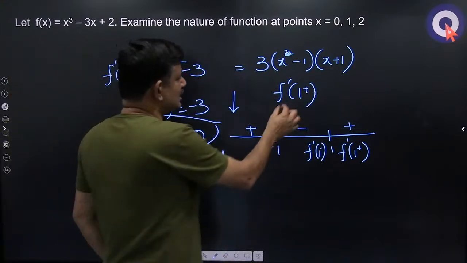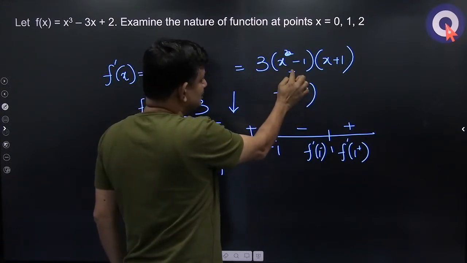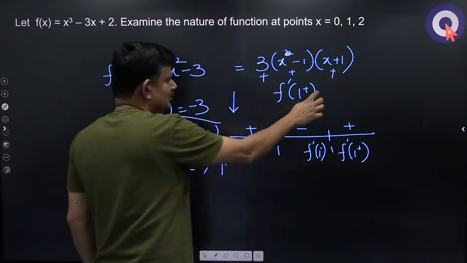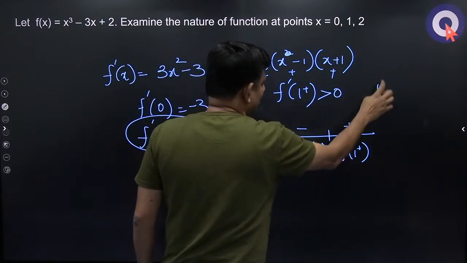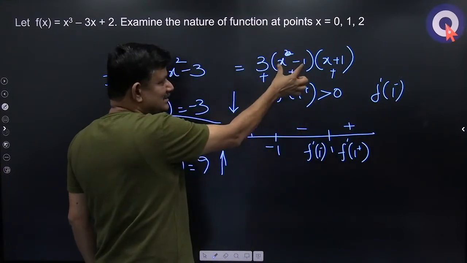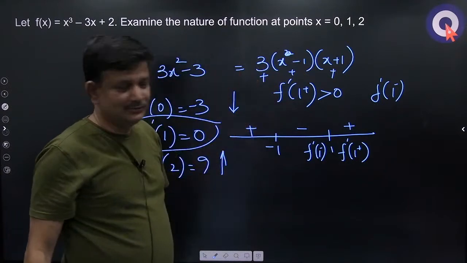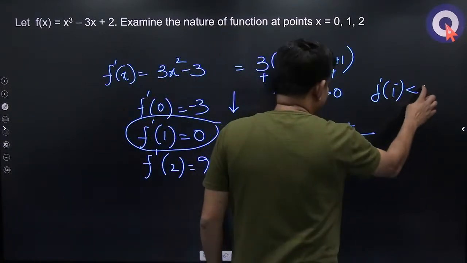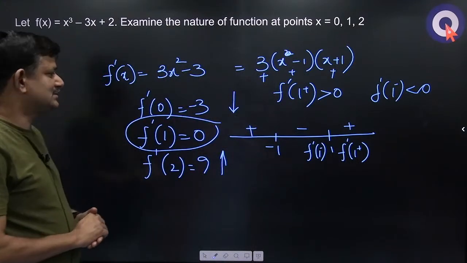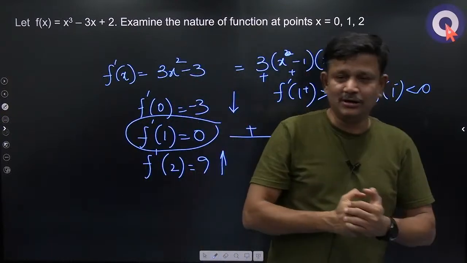If I have to use directly, x is slightly greater than 1. So this is positive. 1 plus 1 is anyways positive. 3 is also positive. This is greater than 0. F dash 1 minus, what will it be? X is slightly less than 1. When x is less than 1, x minus 1 is negative. This is positive, positive. So this is negative. Or you can also plot your wavy curve and discuss the sign. So one side it is positive, other side it is negative. So it is neither increasing nor decreasing.